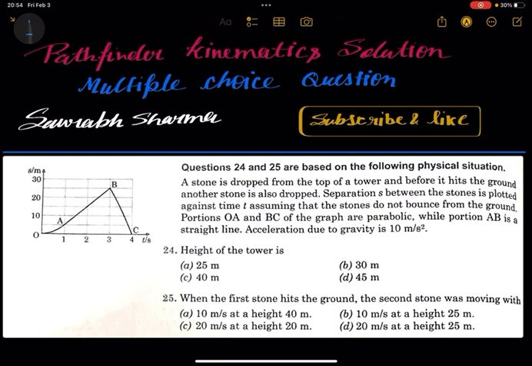A stone is dropped from the top of a tower, and before it hits the ground, another stone is also dropped. Okay. So here it is also given in this question simply both stones will not start simultaneously. Okay. And dropping means initial velocity is 0 of both stones. These two pieces of information are given.